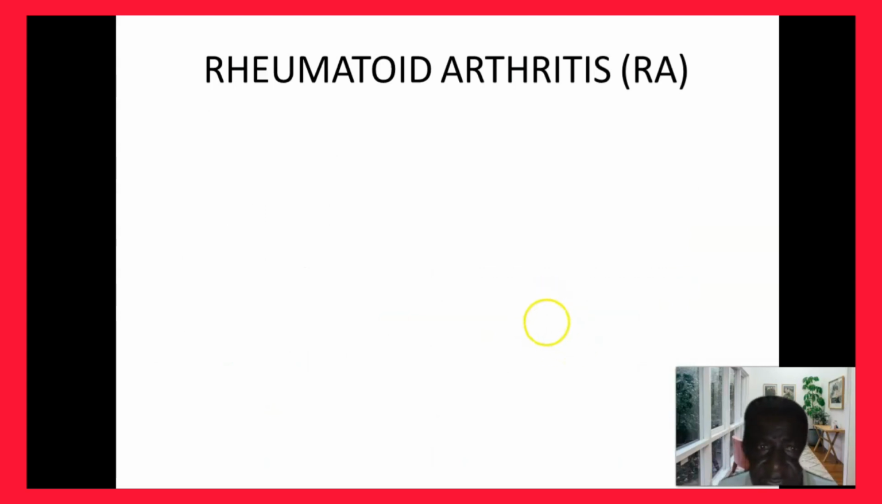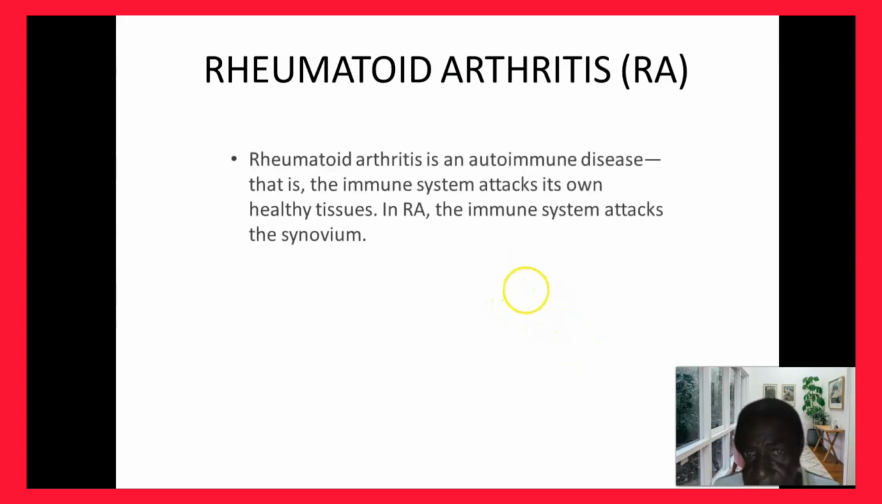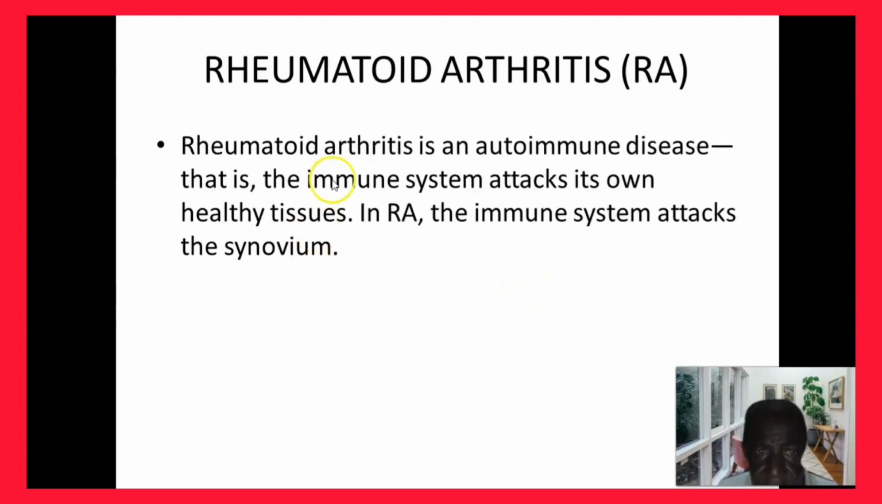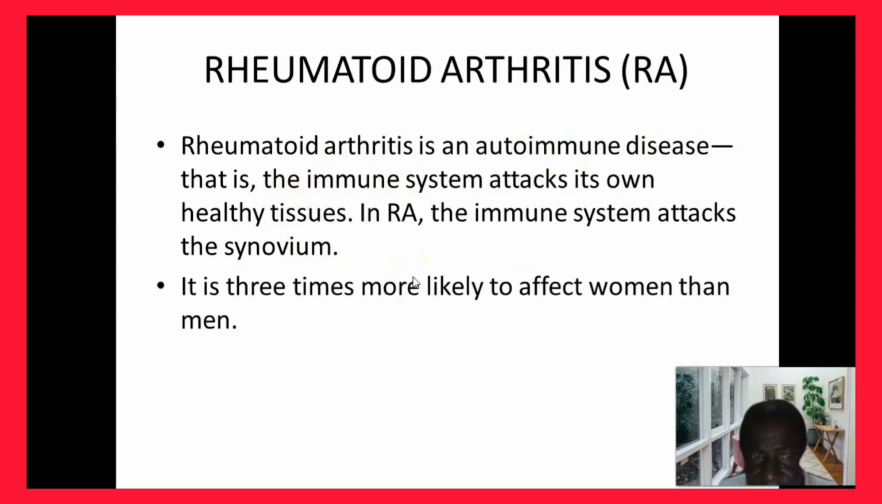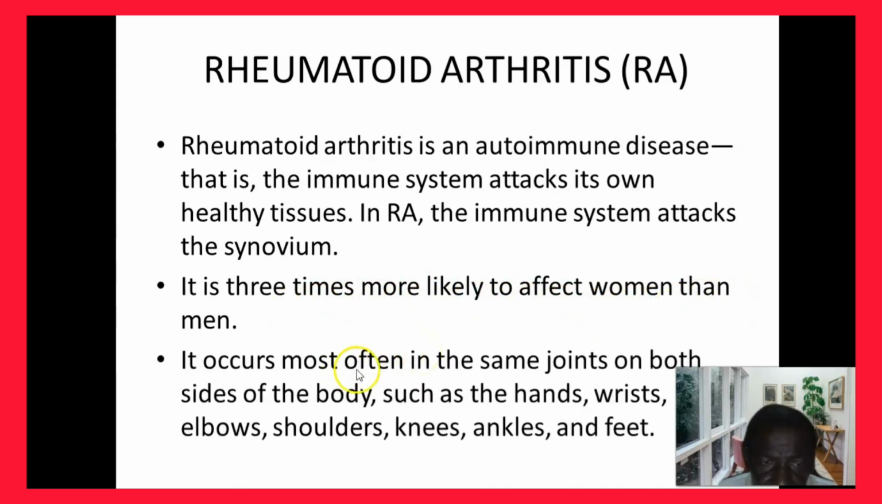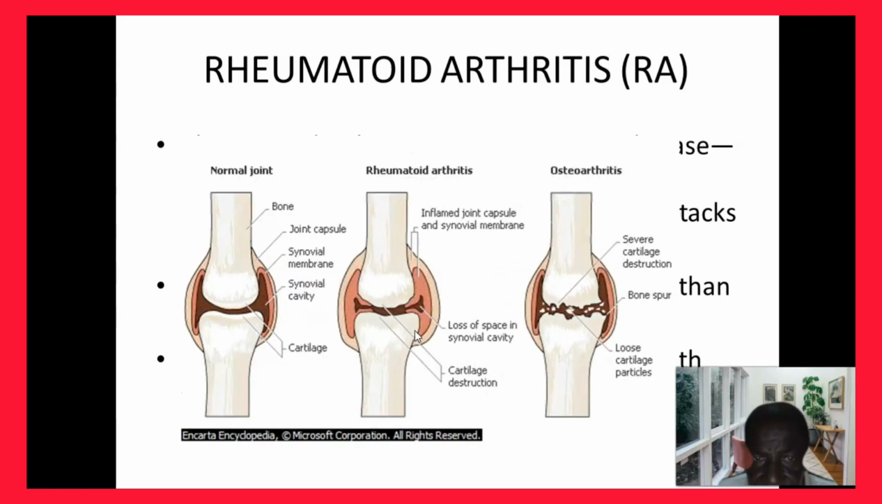Rheumatoid arthritis also, like I said, is autoimmune. Rheumatoid arthritis is an autoimmune disease, that is, an immune system attack disorder. It is 3 times more likely to affect women than men, and it occurs most often in the same joint on both sides of the body, such as the hand. So you see, it's part of what is used as the presumptive diagnosis.